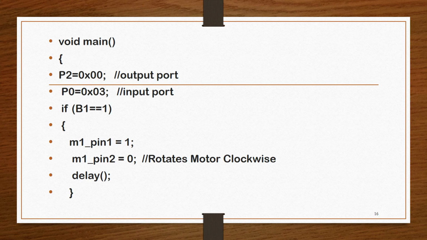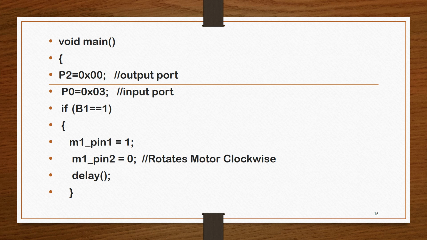Now in the main program, simply P2 is equal to initially 0x00 as the output port, and P0 is equal to 0x03, so the input port's last two bits are made 1 1. So if B1 is equal to 1, that is, that switch is 1, then just simple, straightforward, very simple logic: M1 pin 1 equal to 1 and M1 pin 2 equal to 0. So that rotates the motor clockwise.